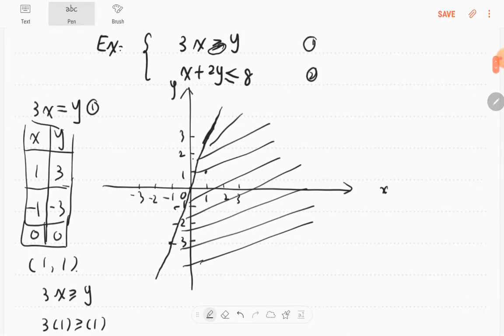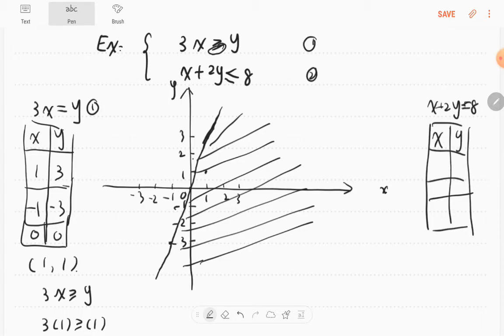So we will do the same thing for the second inequality. For the second inequality, we have x plus 2y equals 8 as our boundary line. We will also set several values for x and y. If x equals 0, we get y equals 4. x equals 2, then y equals 3. x equals negative 2, then y equals 5. So we can use several points. 0, 4 will be like this one. The next point, 2, 3, will be like this.